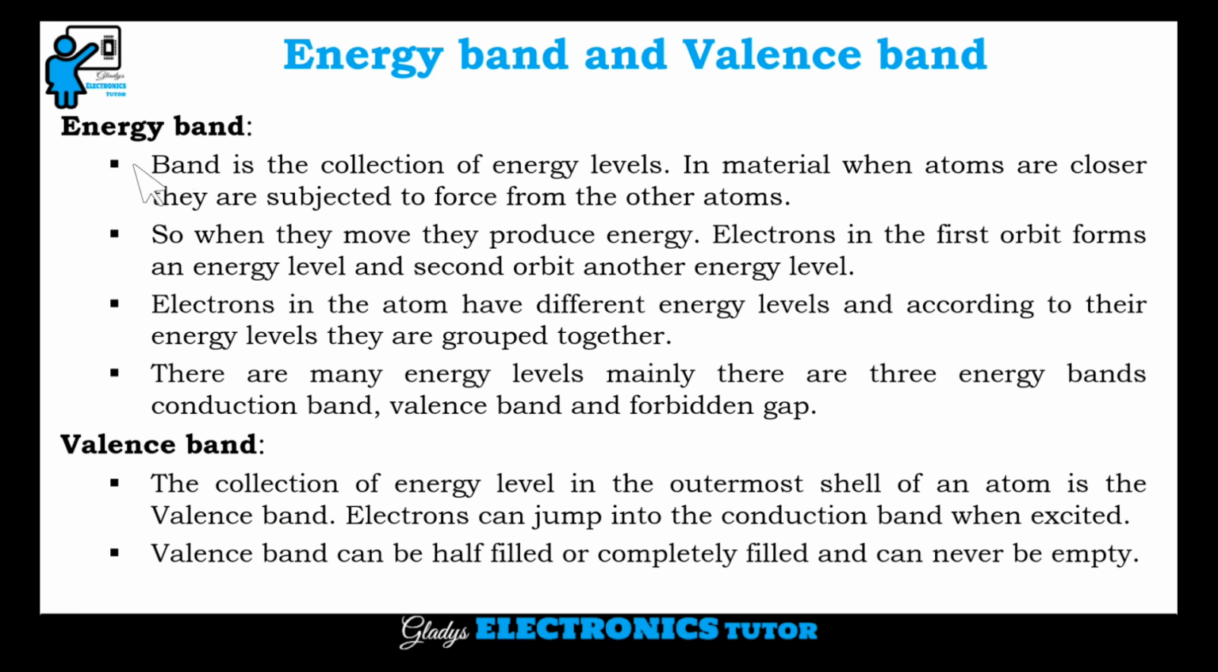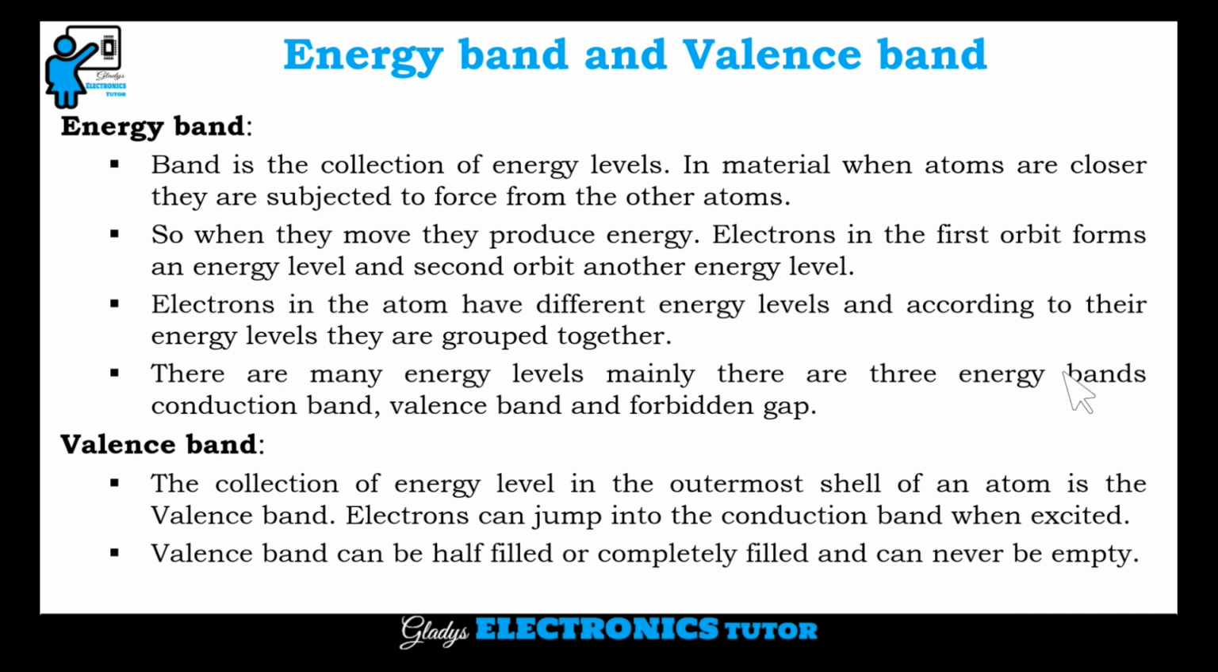So let's see in detail about the energy band, valence band and conduction band. Energy band is the collection of energy levels in material. When atoms are closer, they are subjected to a force from other atoms. So when they move, they produce energy. Electrons in the first orbit form an energy level, and second orbit another energy level. Electrons in the atom have different energy levels, and according to their energy levels they are grouped together. There are many energy levels.